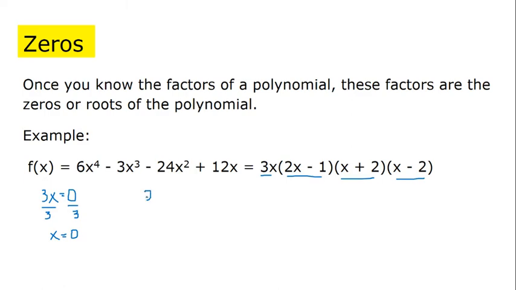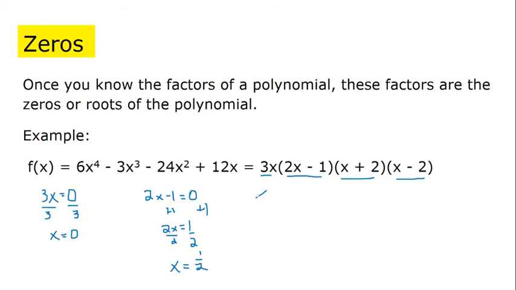I'm going to take my next one now, 2x minus 1, set it equal to 0. I gotta first add 1 to both sides, so I have 2x equals 1. Then I'm going to divide by 2 on both sides, and I get x equals 1 half.